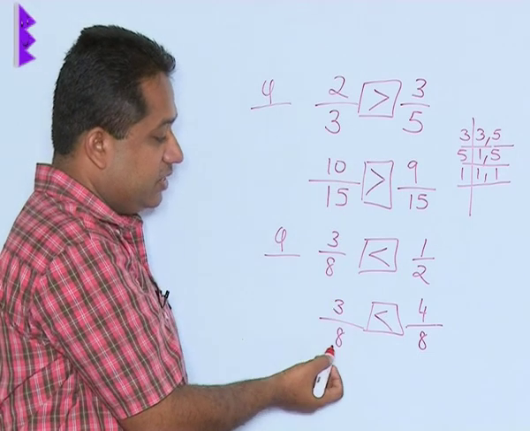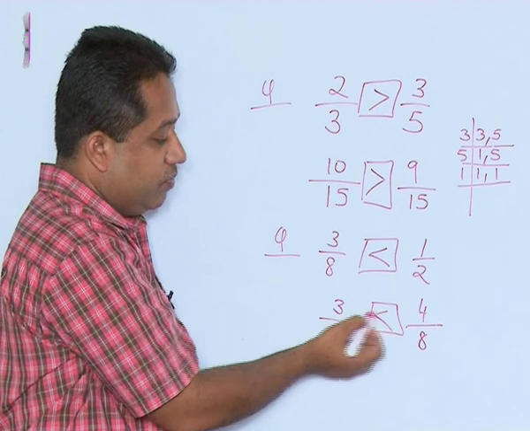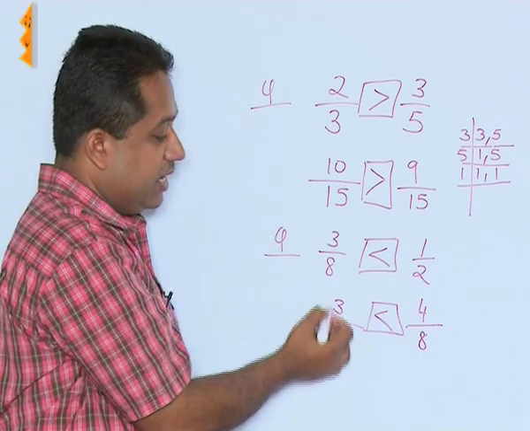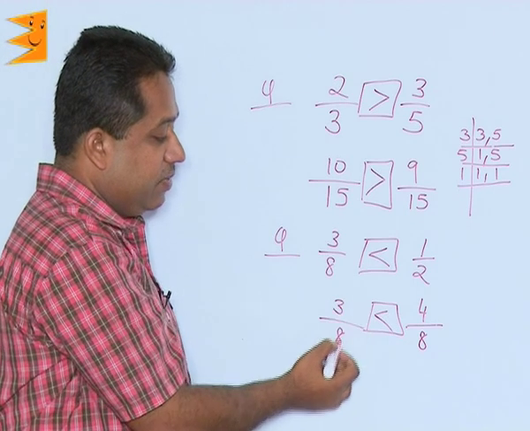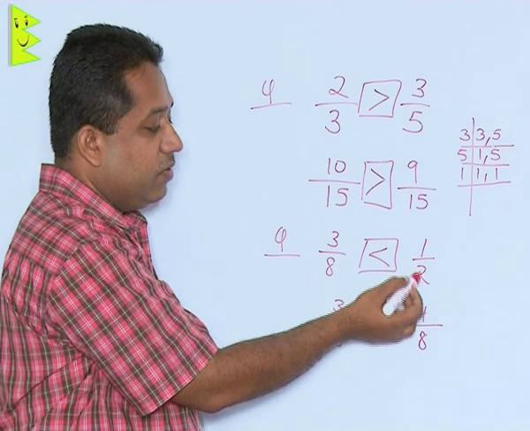And similarly, in this case, we saw that 3 by 8 is less than 4 by 8 because 3 is less than 4. We saw the numerator is less, so the entire rational number is less. And if 3 by 8 is less than 4 by 8, we can say that 3 by 8 is less than 1 by 2 also.